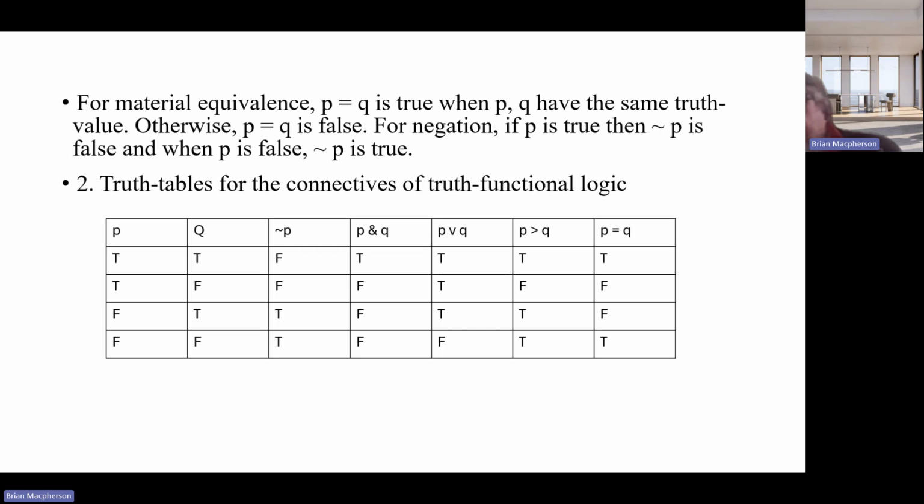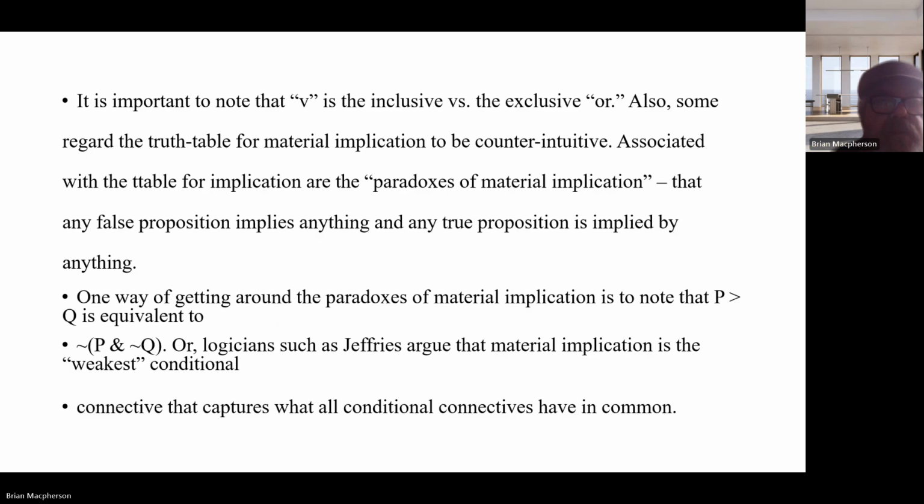So basically, to summarize, P if and only if Q is true when the truth values of the two component statements are identical. P if and only if Q is false when the truth values of the component sentences differ. So as I say here, it is important to note that the or in truth functional logic is the inclusive or and not the exclusive or.